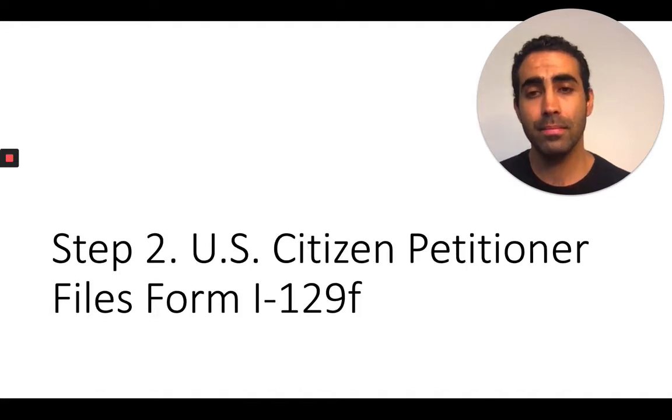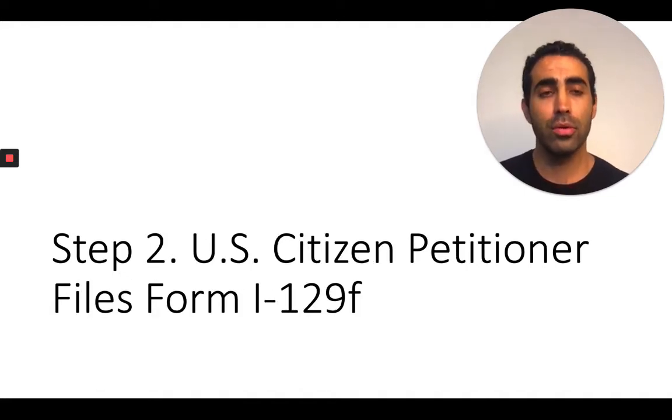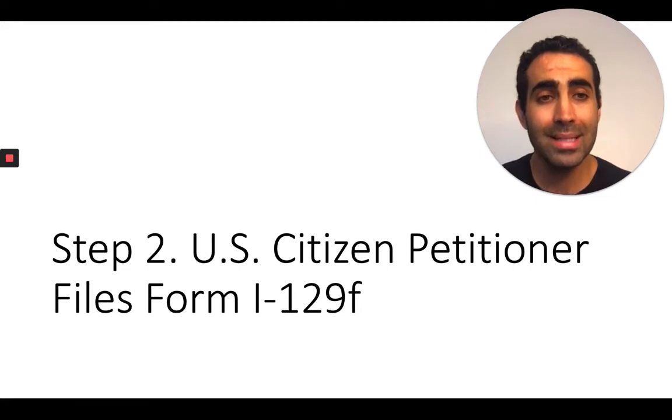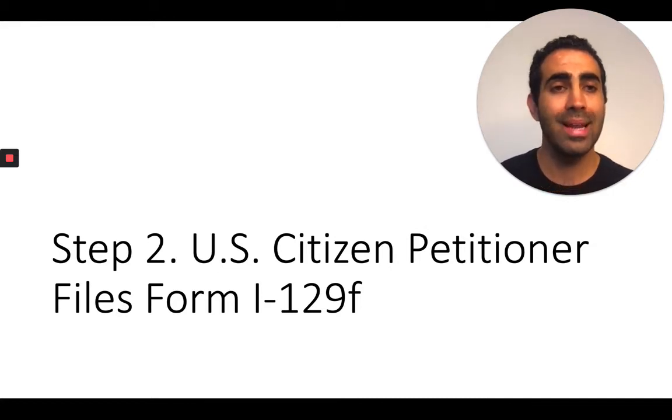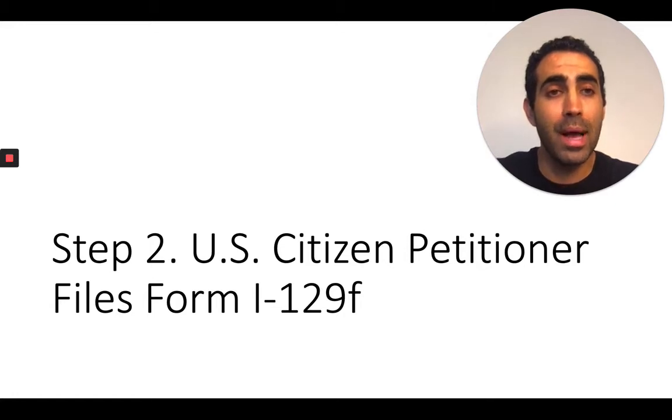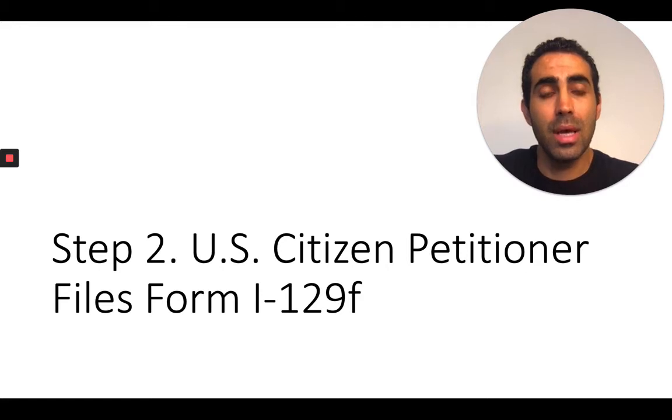After that's done, once you've determined that you're eligible, the next step is applying. The first step in the application process is that the U.S. citizen petitioner must file a form I-129F. The I-129F is the application for the fiancé visa that's applied through USCIS. This form must be filed by the U.S. citizen. Again, it's filed to USCIS, which is in the United States. That's the first step.